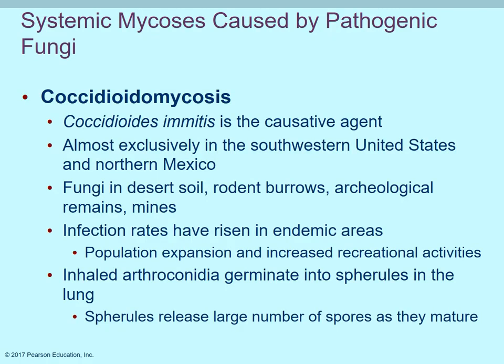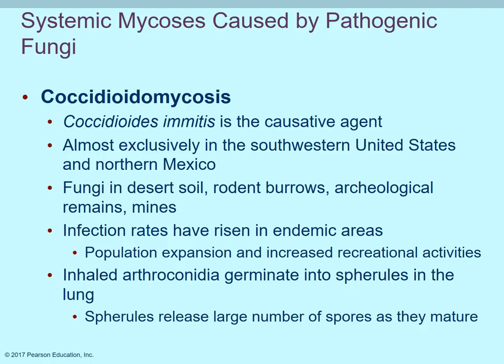Coccidioides immitis is a causative agent of coccidioidomycosis. This is found in northern Mexico and southwestern United States. This is one that's a little bit different because it tends to be in the desert, a much drier environment than where you would typically think you'd find fungi, because they usually like moist environments.